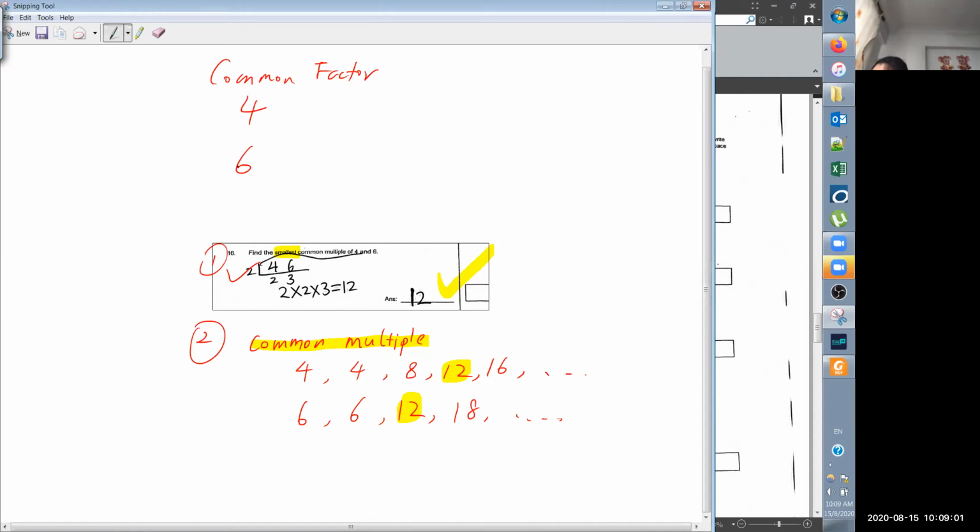Let's say you have your 4 and then your 6. You need to find the factors of 4 first. The factors of 4 are 1 times 4 and 2 times 2, and that's it. For 6, it's 1 times 6 and 2 times 3, and that's it. So the factors for 4 are 1, 2, 4, and the factors for 6 are 1, 2, 3, 6. Okay? Then what if they ask you what is the smallest common factor? The smallest is 1, right?